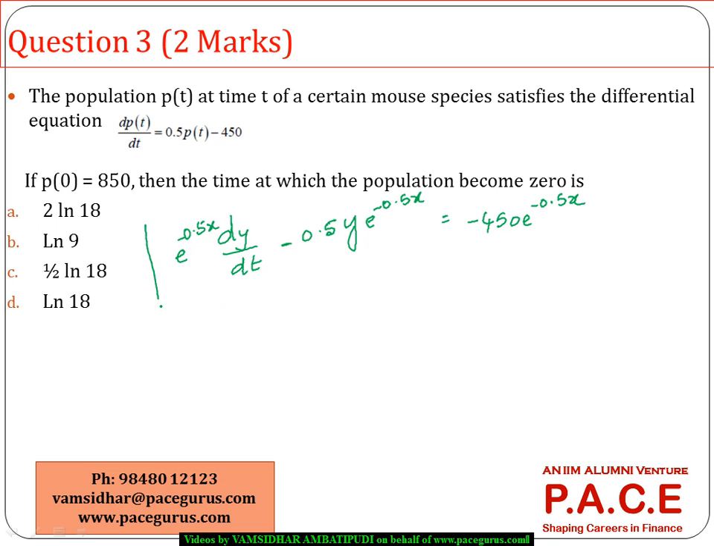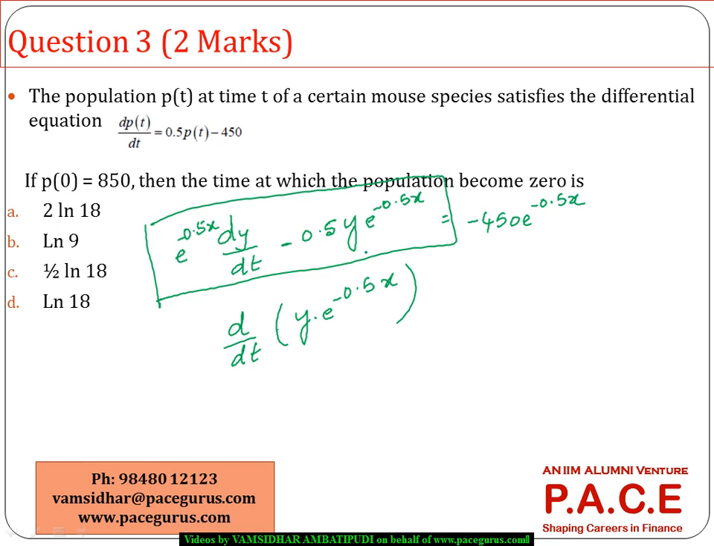Fair enough. Now you look at this box. This will always come out of the form, this is nothing but the d by dt of y into e power minus 0.5x. Look at it: y into e power minus 0.5x into minus 0.5, plus e power minus 0.5x into dy by dt, or probably you call this as t. So this will be the solution for the left hand side part. Right hand side I will keep it always as 450 into e power minus 0.5x.